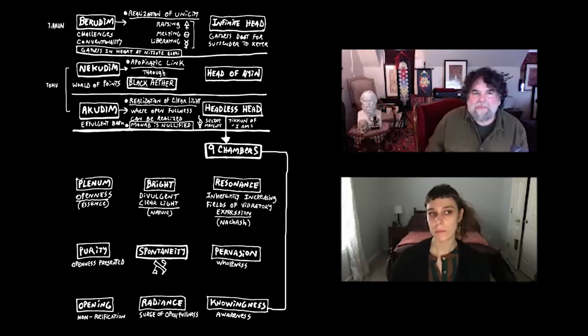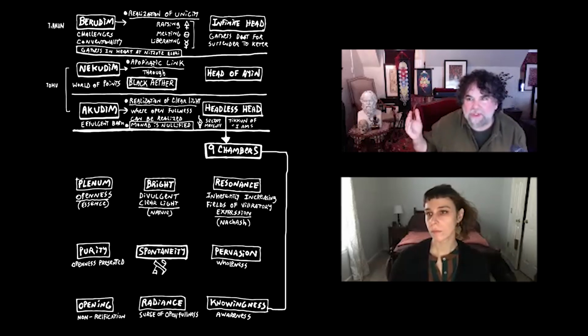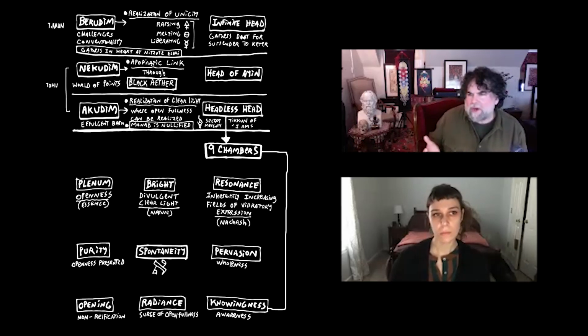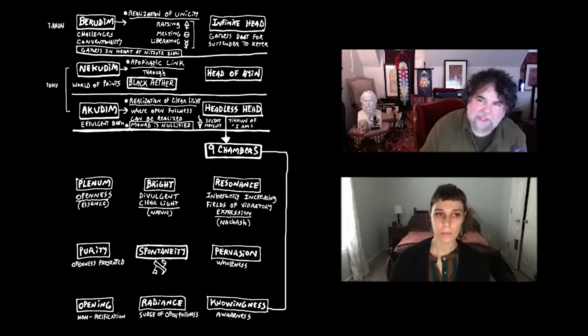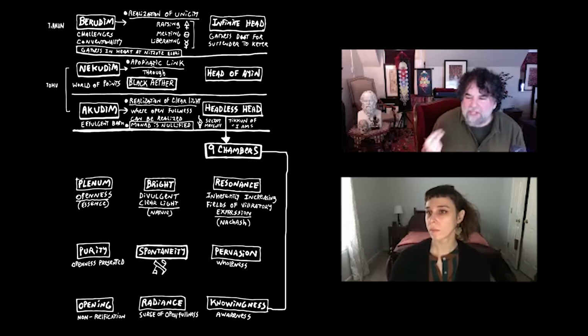The first stage corresponds to the Berudin, where we realize unicity throughout the various levels. But in each level are sparks that remind us that we really have no idea what's going on whatsoever, right? The next stage is the stage of the Nekudem. And this is really the link to the kind of apophatic mysticism that I'm talking about all the time. In other words, this is the aspect of the realization of the black ether within the Klipa networks.